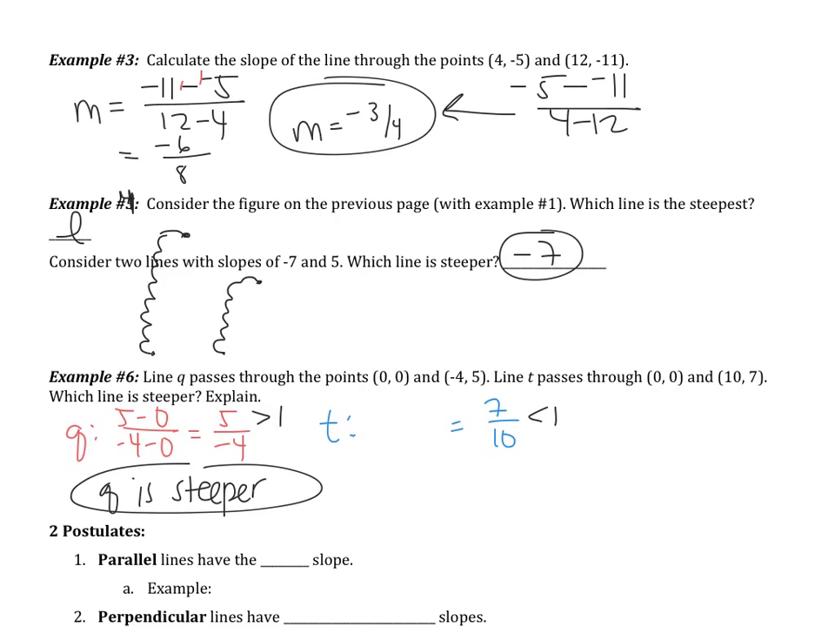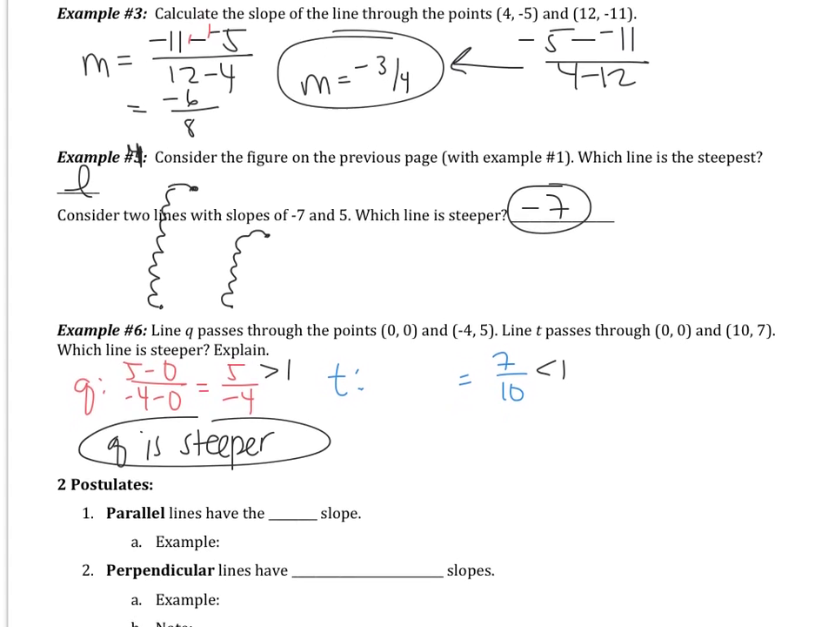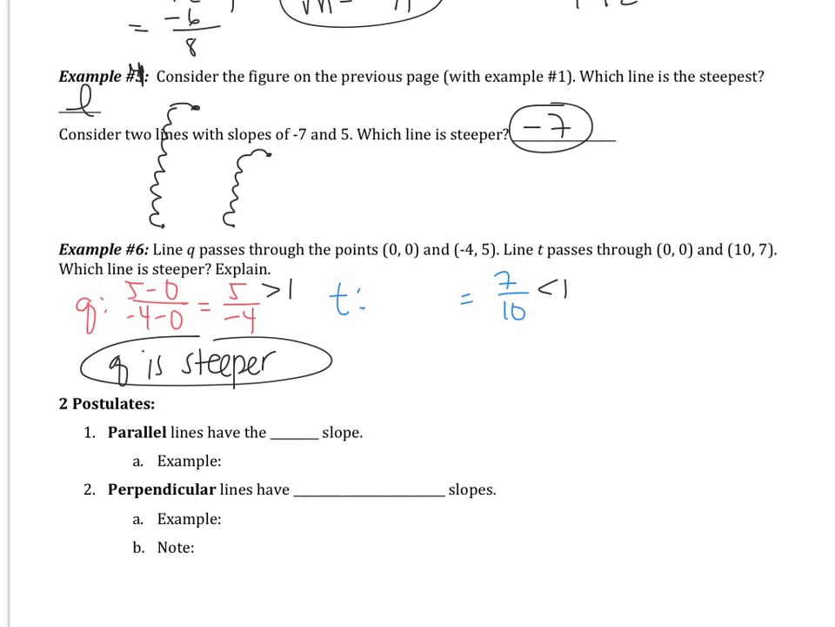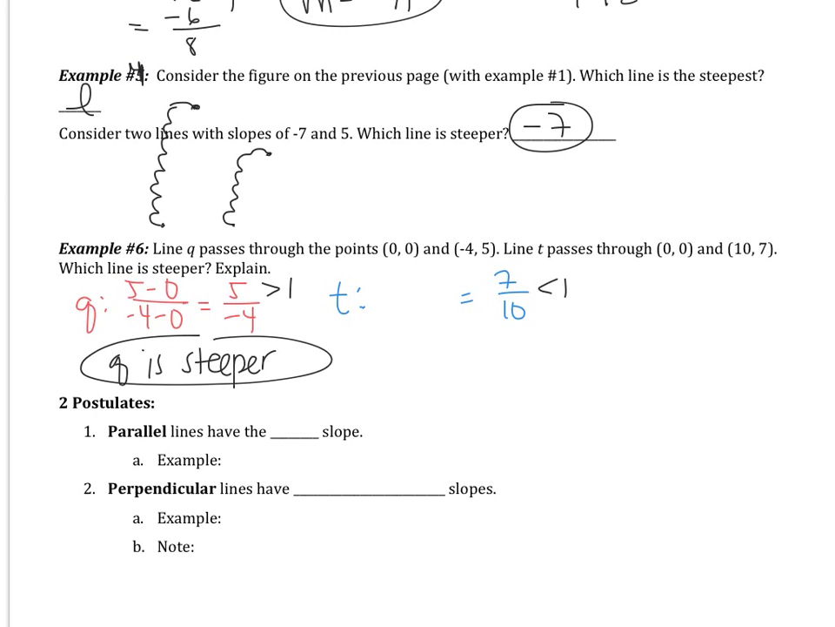Okay, so that was the first objective, calculating slope. We are now going to use slope with special lines. So what I mean by that is parallel and perpendicular lines. Hopefully you remember from last year that parallel lines have the same slope. So if I have a slope equal to 4 and another slope equal to 4, then the lines are parallel.